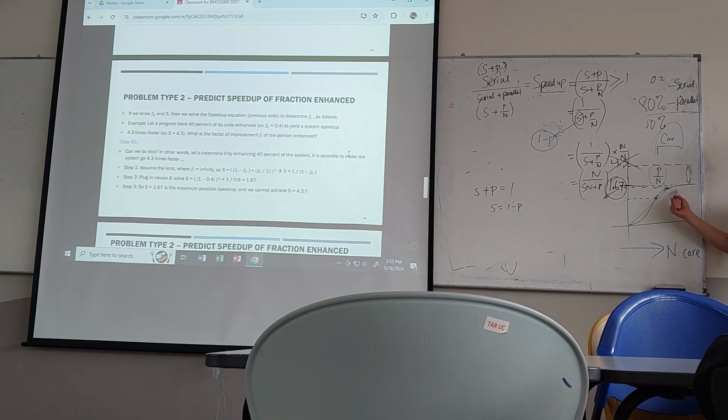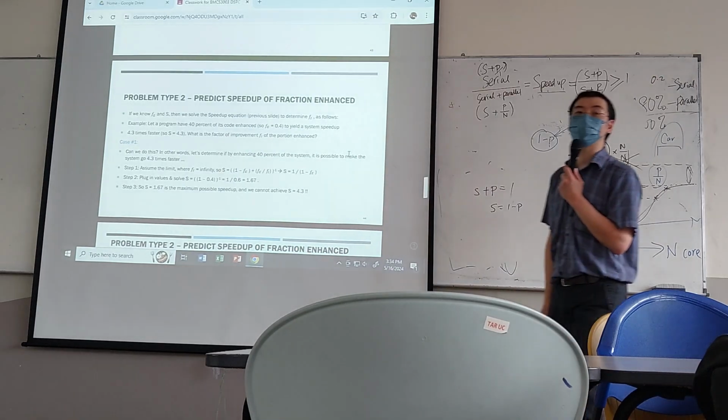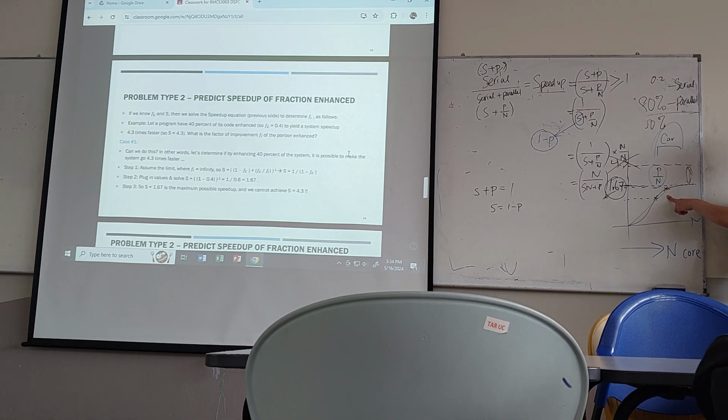Actually, it's because this is the maximum speed up you can achieve, but it's asking for more. I ask you, can you achieve this and find this n? But if I take this n to infinity, I get 1.67. That means I cannot achieve this. So the answer is, you cannot achieve this speed up, 4.3. So this also tells you that if your problem size stays the same, and you increase the n to infinity, you're not going to achieve that speed up.